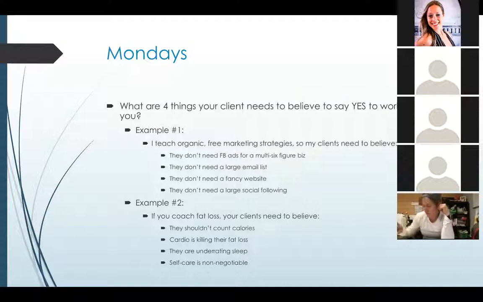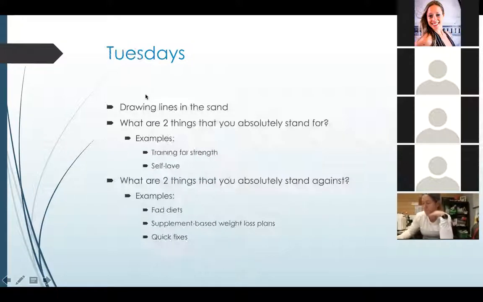No questions, it looks like. Okay, so let's keep moving here. So Tuesdays, I want you to draw some lines in the sand. What are two things? You can alternate. You can do two things you stand for. You can do two things you're against. It doesn't matter. 2 and 2 is 4, right? So that's 4 weeks. 4 Tuesdays. What are two things that you absolutely stand for and two things that you absolutely stand against?